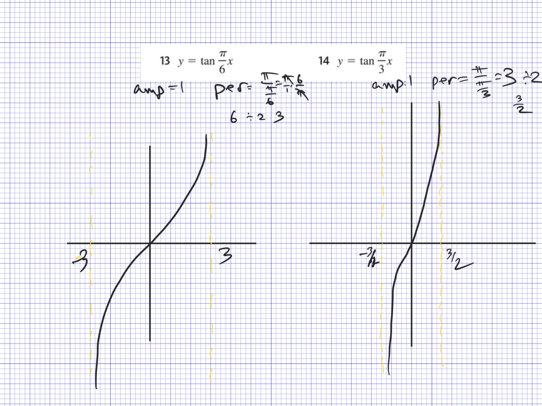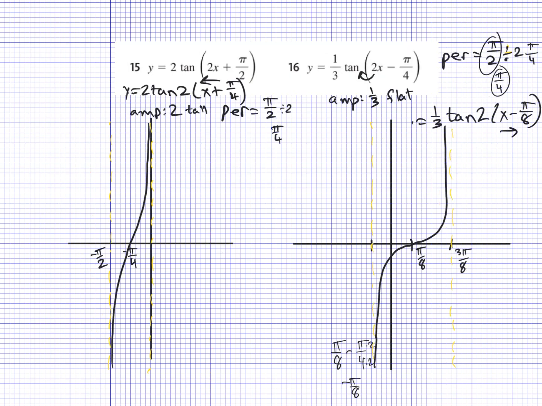Amplitude is still 1, so it's not flat or tall. It's just right. So here we have our period is pi over pi over 3. So pi times 3 over pi. So the pi's cancel, leaving just 3. So our whole length is 3 radians. But we got to divide that into 2 pieces. So each half is 1.5, or 3 halves. 3 halves is 1.5 on each side of our origin.